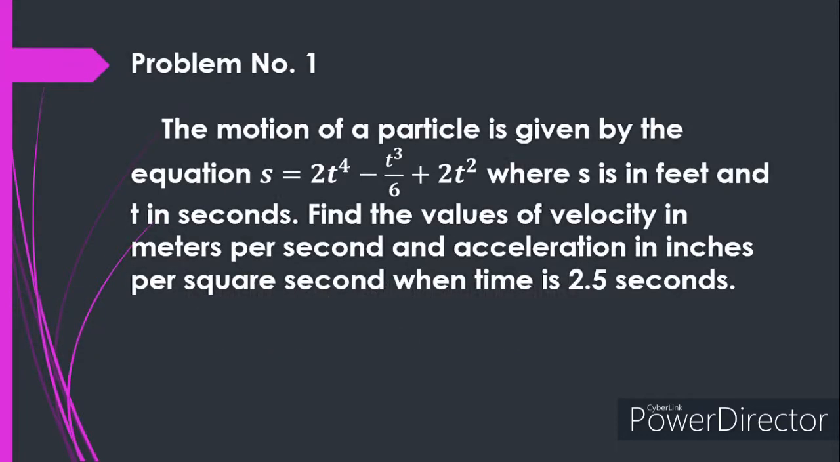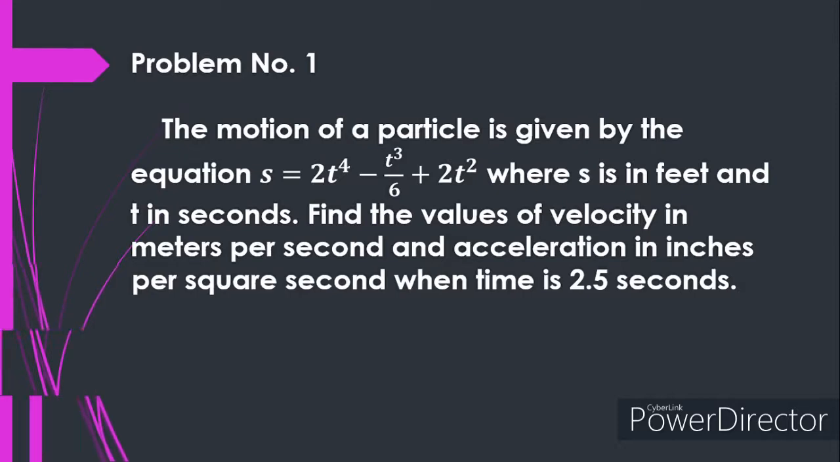Right, for problem number 1, the motion of a particle is given by the equation s is equals to 2t raised to 4 minus t cubed over 6 plus 2t squared, where s is in feet and t in seconds. Find the values of velocity in meters per second and acceleration in inches per square second when time is 2.5 seconds.